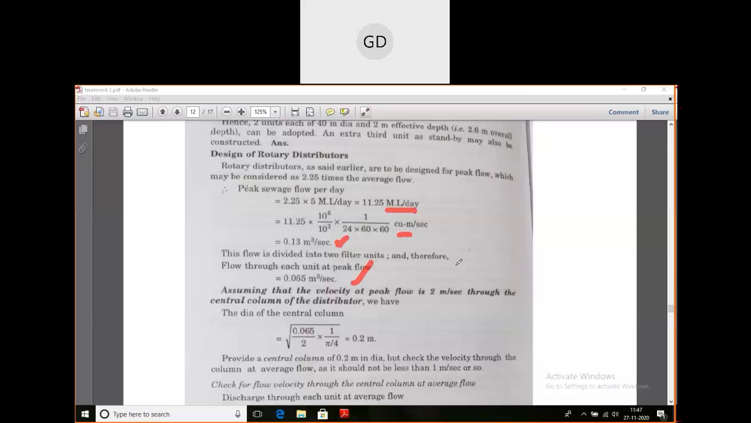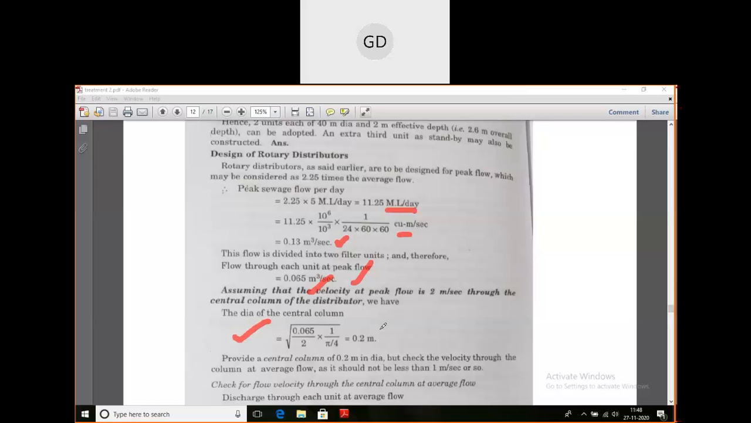Now you have to assume the velocity at peak flow, like through the central column. You have seen the rotary distributor, so there is a central column there. You have to assume the velocity at peak flow. So the velocity is assumed to be 2 meter per second. Now you have got the velocity, you can find out the diameter of the central column.